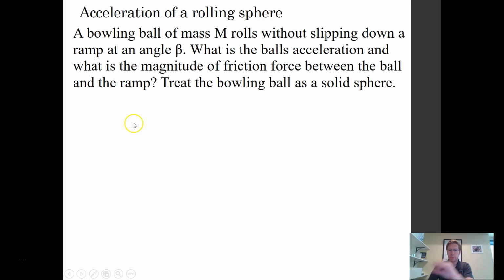All right, so let's imagine a bowling ball that's going to be rolling down without slipping on a ramp. So, you know, after you bowl, it comes out of the machine and there's sort of this little ramp that it rolls down as it pops out to you. So let's model that, all right?